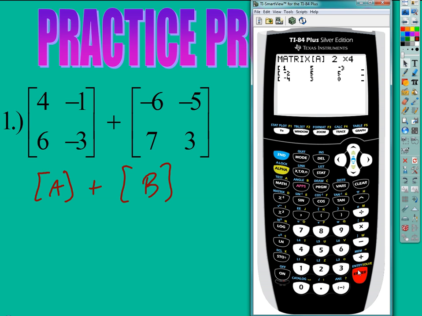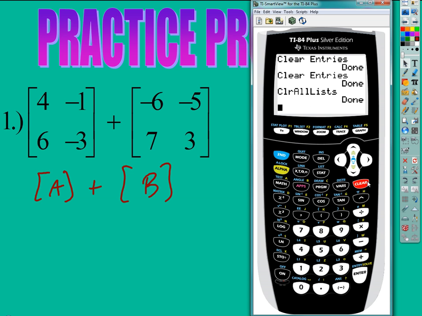Notice it builds 2 rows. 2, enter, builds 2 columns. And then we're just going to enter the numbers in the matrix, just like we'd read a book. So left or right across the page and then down. So we would just go 4, enter, -1, enter, 6, enter, -3, enter, and it'll populate that matrix in that order. Okay? So there's 1. Now when I'm done with the matrix, I have to quit. I go second quit to get out of there.